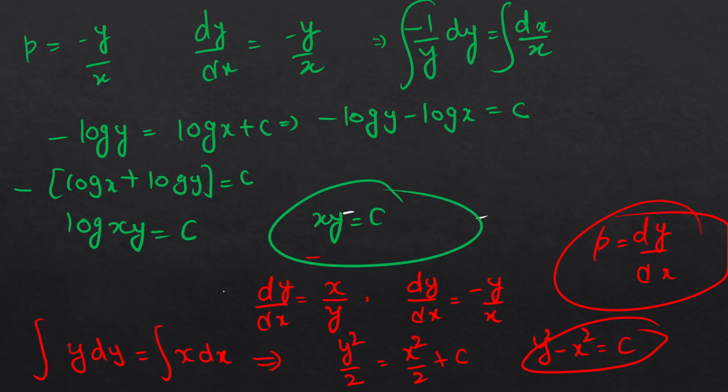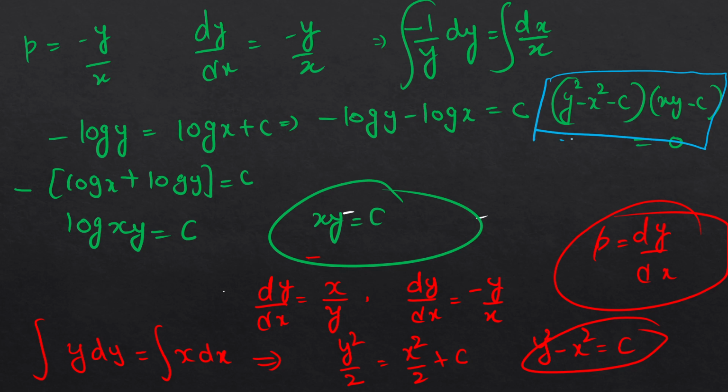So it means that we have two solutions. How can we write down the solution? Its solution can be taken as y square minus x square minus c into xy minus c, that would be equal to 0. So this is the required solution of the differential equation. So thank you very much.